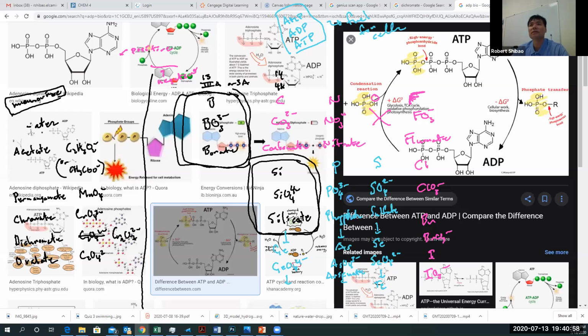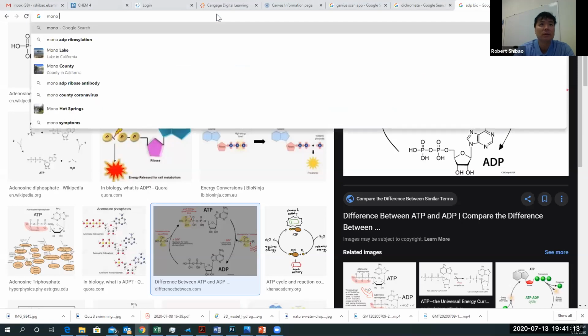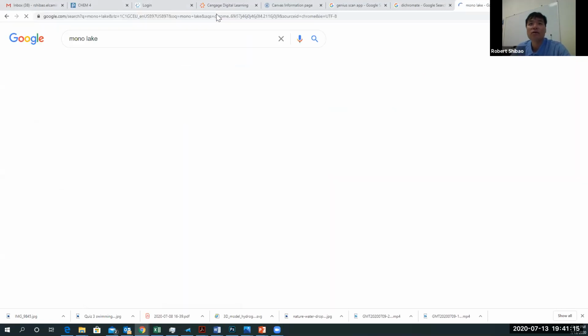Actually, let me just show you what the lake looks like. Let me clear these drawings. That's a lake in California, just east of Yosemite National Park. It's Mono Lake. There are no fish in Mono Lake. This is Mono Lake.